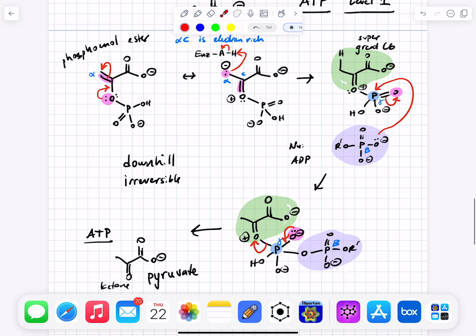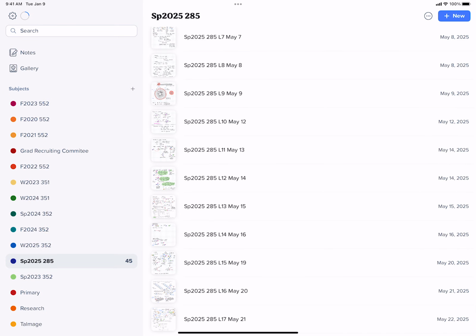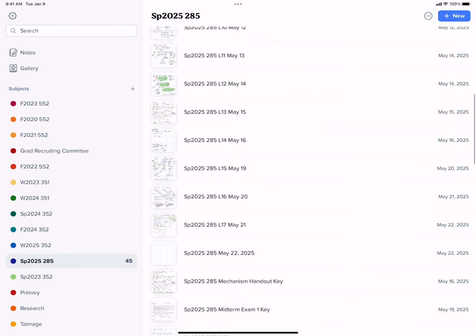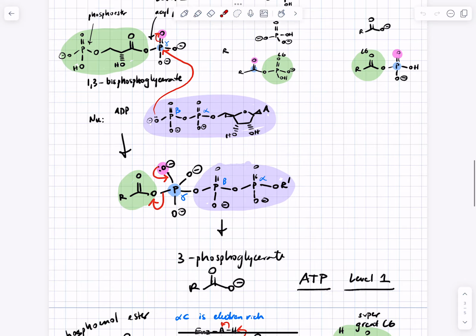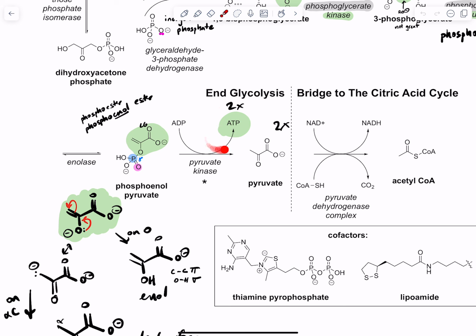Nerd alert. Okay, so what we want to do now is talk about what happens to pyruvate in eukaryotes. These are organisms that have mitochondria. And I'll take you back to the lecture notes. There we go. Pyruvate ends glycolysis, and the last 2 molecules of ATP that are generated, those are now free and clear profit. Okay, that's our profit, 2 ATPs from glycolysis.